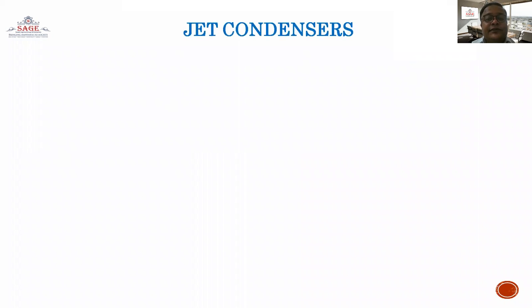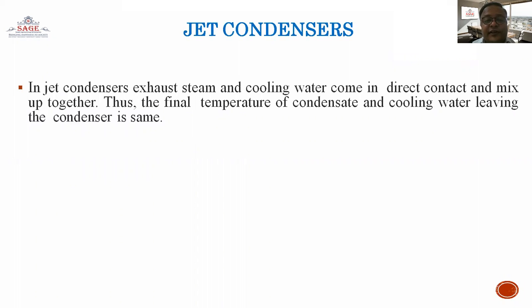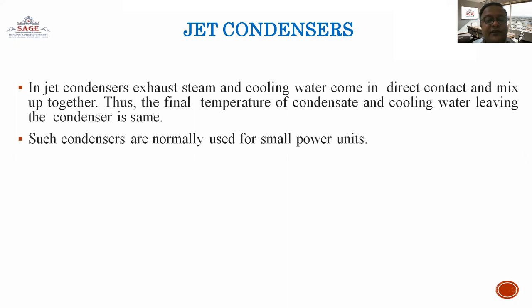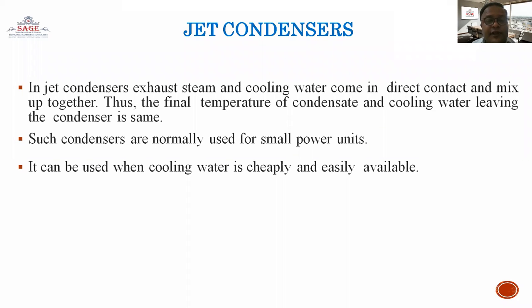Jet condenser: in the jet condenser, exhaust steam and the cooling water come in direct contact and mix up together. Thus, the final temperature of the condensate and the cooling water leaving the condenser is the same. This is the main functioning of the jet condenser. Such condensers are normally used for small power units. It can be used when the cooling water is cheaply and easily available.